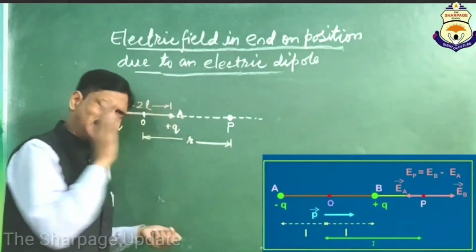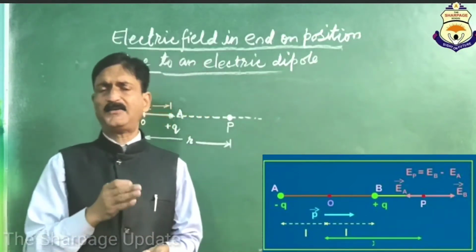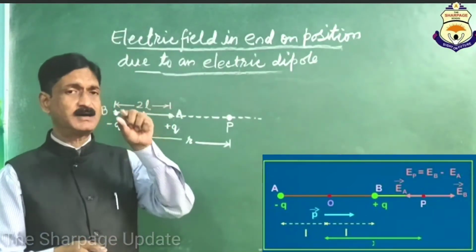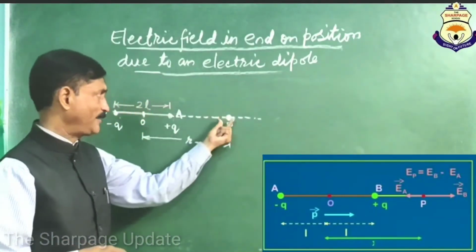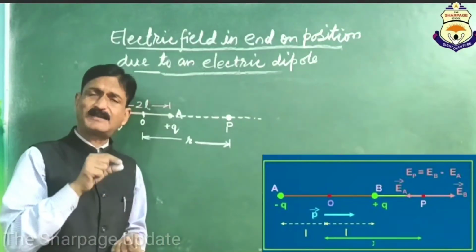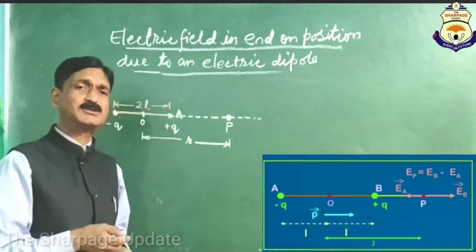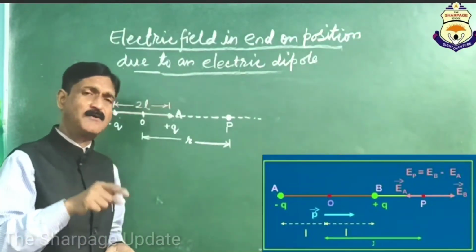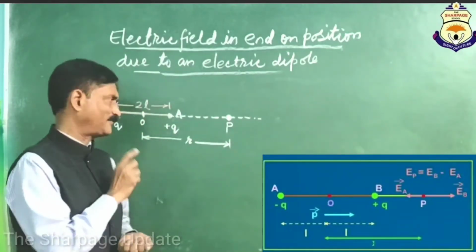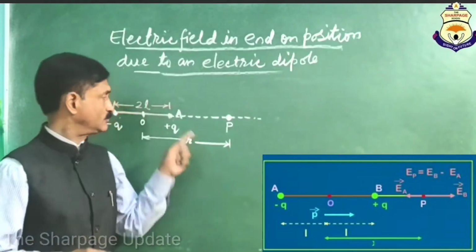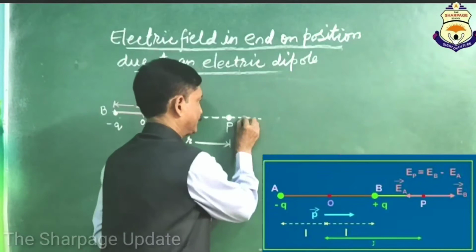Now, as we know, at the point where we have to find the electric field intensity, we have to keep a unit positive test charge on that point. So, if we put a unit positive test charge at point P, then the unit positive test charge experiences a force of repulsion due to the plus q charge. So, the direction of electric field intensity due to the plus q charge will be in this direction.